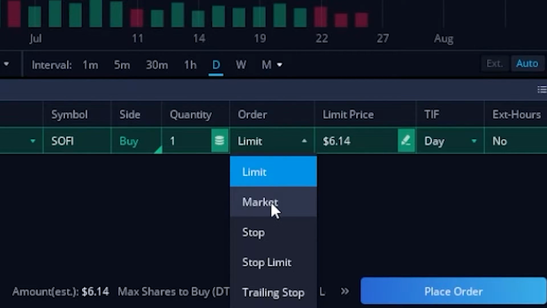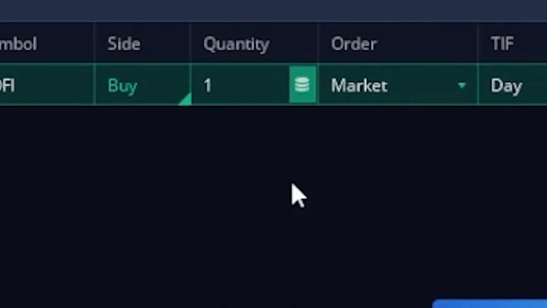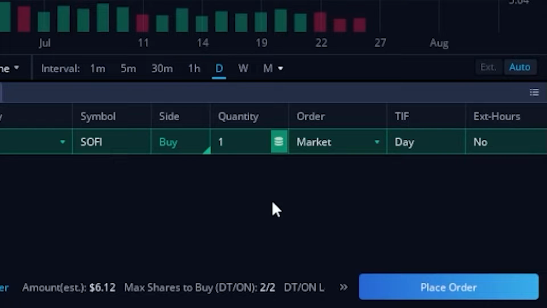down below. Now, the very first of these that we're going to be discussing is going to be the market order, and if we go ahead and click on that, you are now specifying that you only want to buy or sell this share immediately, and you'll take whatever the current price is. So if you guys are looking to get into or out of a position as fast as possible, a market order will probably be your best bet.